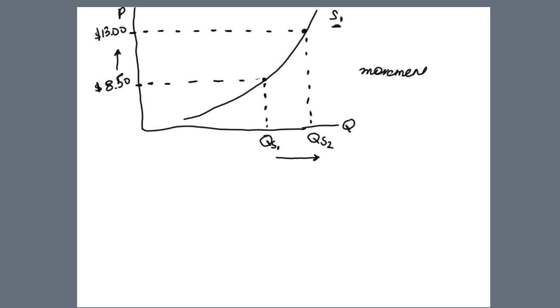For whatever reason, prices of labor went up. Labor is what's being supplied, and as a result of an increase in prices, the catalyst for change is the increase in prices. There is a movement along the supply curve.